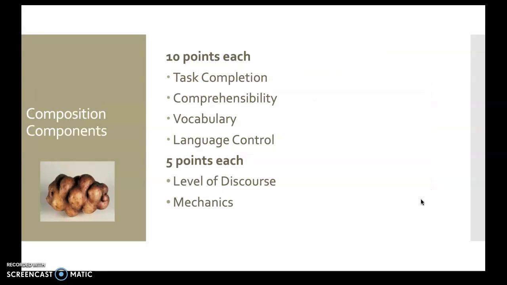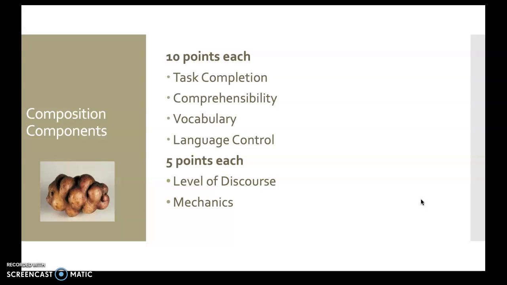As you can see, the rubric is broken down into 6 different components for a total of 50 points. Here's a more legible list. So there are 4 components: task completion, comprehensibility, vocab, and language control, that are worth 10 points each. And then the level of discourse and mechanics are worth 5 points each.